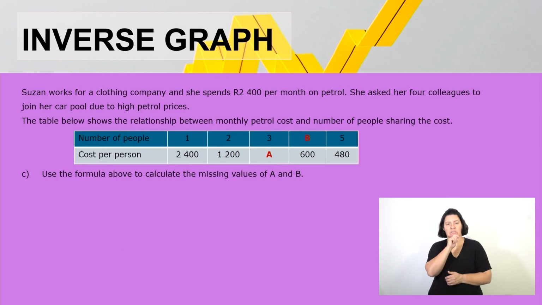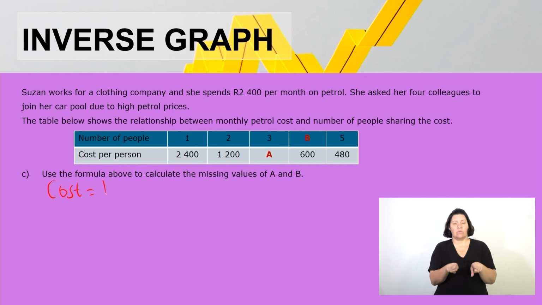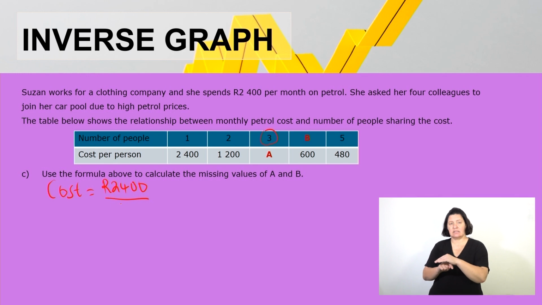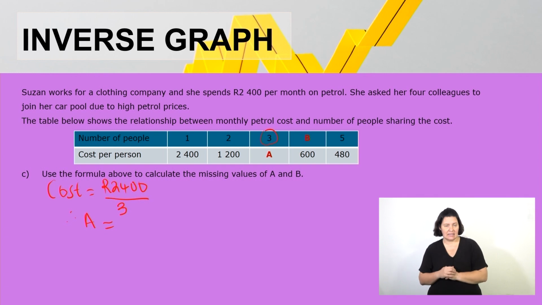Use the formula to calculate the missing values A and B. So we say cost is equal to 2,400 divided by, remember we are looking for A, so we will divide by 3. Therefore, A will be equal to 2,400 divided by 3. It means they will each contribute 800 rand.